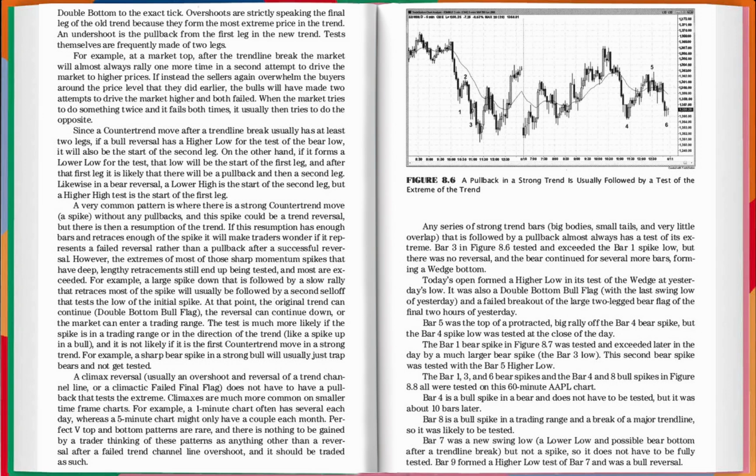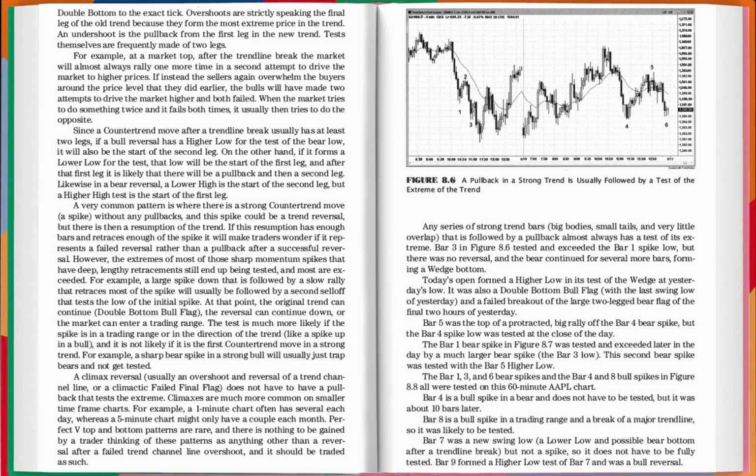Climaxes are much more common on smaller time frame charts. For example, a 1-minute chart often has several each day, whereas a 5-minute chart might only have a couple each month. Perfect V top and bottom patterns are rare, and there is nothing to be gained by a trader thinking of these patterns as anything other than a reversal after a failed trend channel line overshoot, and it should be traded as such. Any series of strong trend bars, big bodies, small tails, and very little overlap that is followed by a pullback almost always has a test of its extreme.